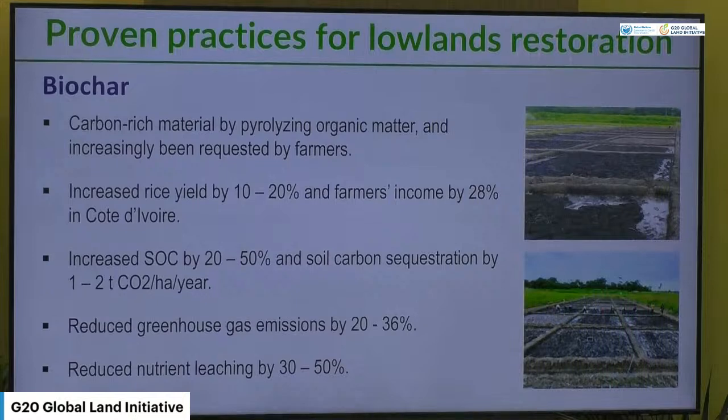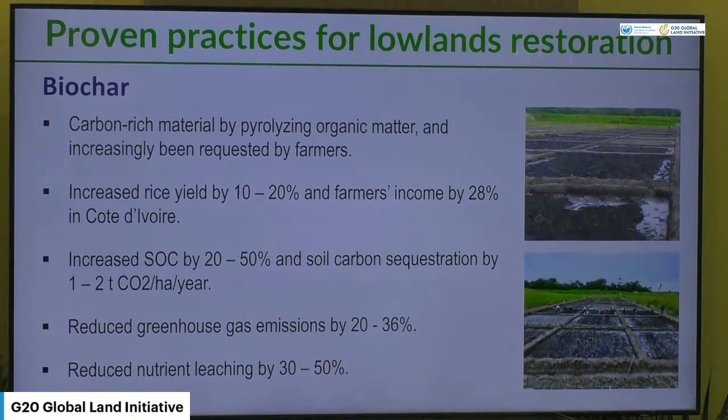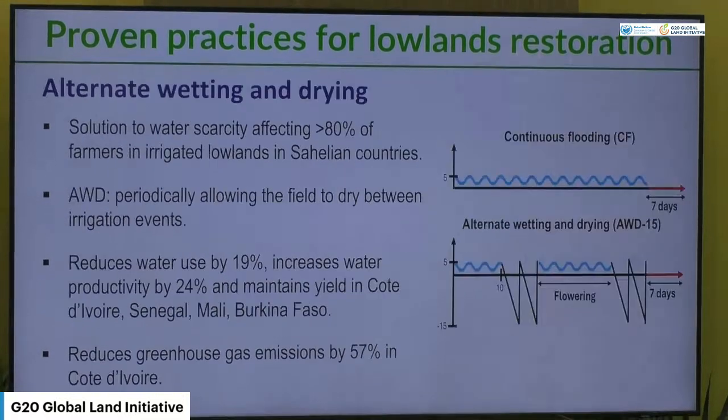It contributes to increase the soil organic carbon by 20 to 50% and the soil carbon sequestration by 1 to 2 tons CO2 equivalent per hectare per year. It also reduced greenhouse gas emission by 20 to 36% and reduced nutrient leaching by 30 to 50%. So these are very important roles that the use of biochar provides, not only in terms of increasing crop yield, but also in terms of improving soil organic carbon, soil carbon sequestration, reducing greenhouse gas emission, and nutrient leaching.